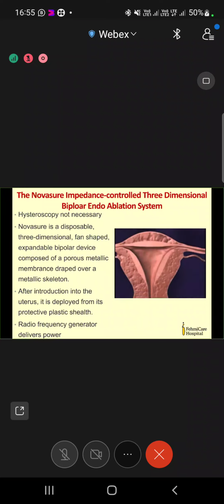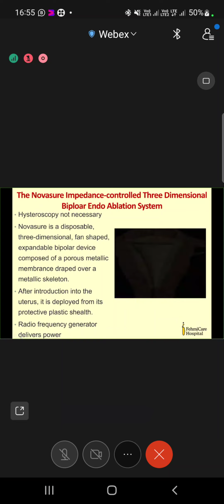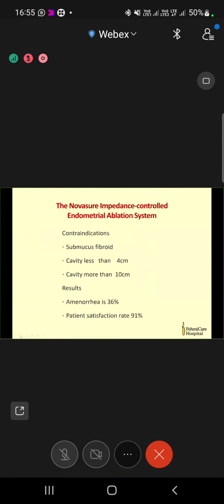So in this also, you should have a proper ultrasound, and once the procedure is started and the current is passed and ablation is achieved, you have to withdraw that fan-shaped metallic membrane and gently bring it out. So it is very useful. The patient satisfaction rates are very high in this procedure, up to 90%.